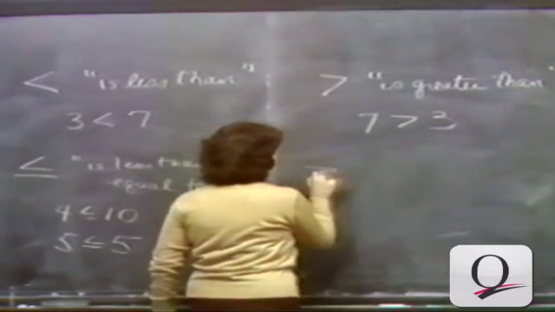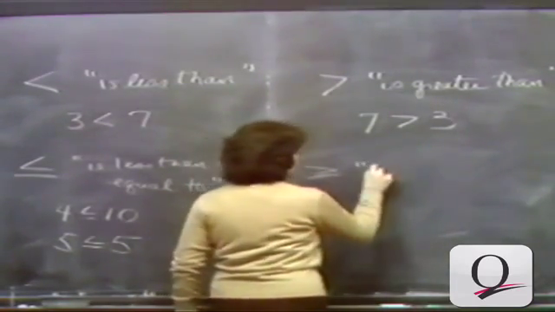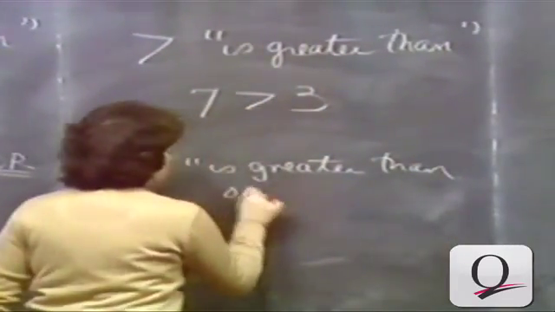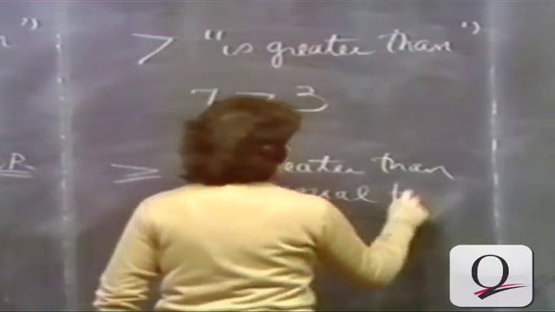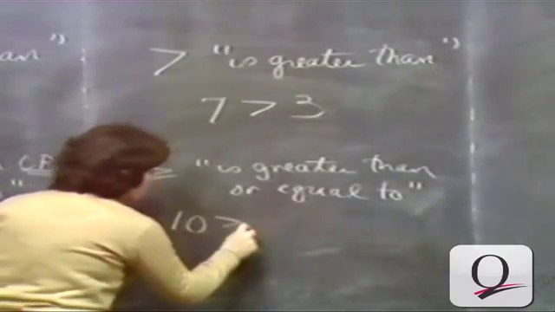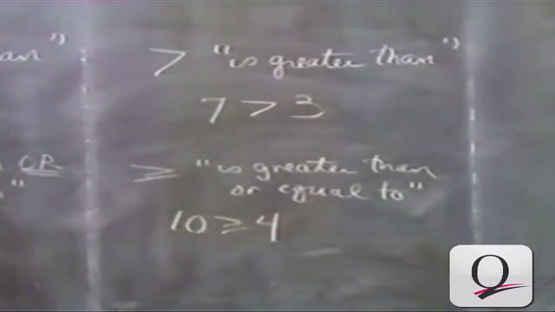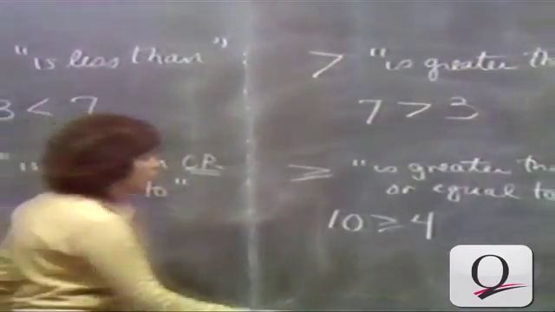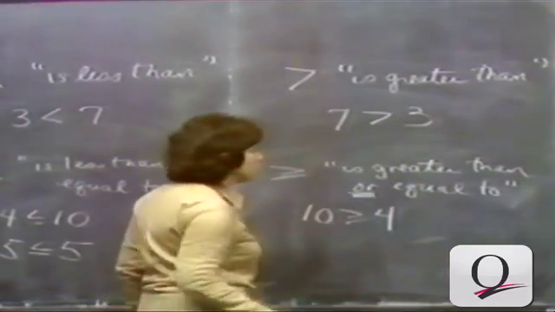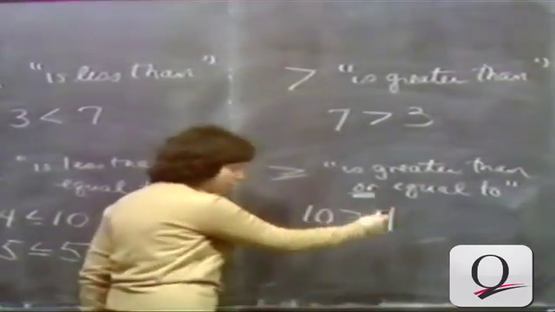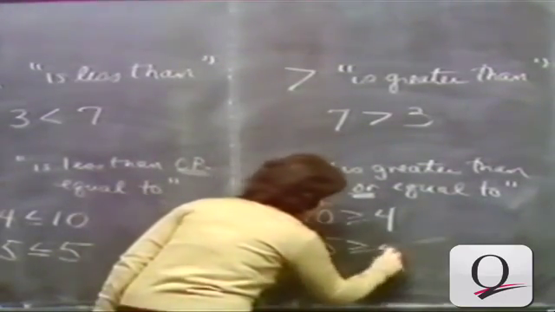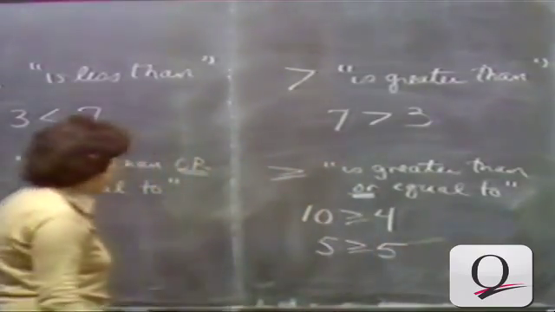And we also have a symbol for "is greater than or equal to." For example, 10 is greater than or equal to 4. Just like we had before, 4 is less than or equal to 10. "Or" is the key word here. It's got to be greater than or equal to. As long as one of those is true, then this is a true statement. 10 is greater than 4, so it's certainly greater than or equal to 4. 5 is greater than or equal to 5, because 5 is equal to 5.